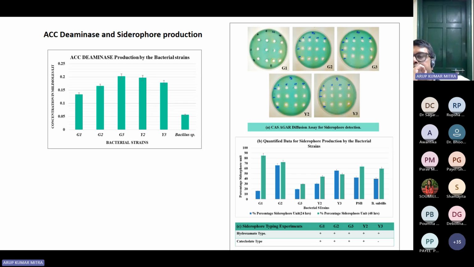They had the ability to produce siderophore, as I have already stated, because I have marked the siderophore genes. So it is quite obvious that they will all produce siderophores. But what is interesting is that they are producing mainly two types of siderophore, that is hydroxamate and catecholate type.